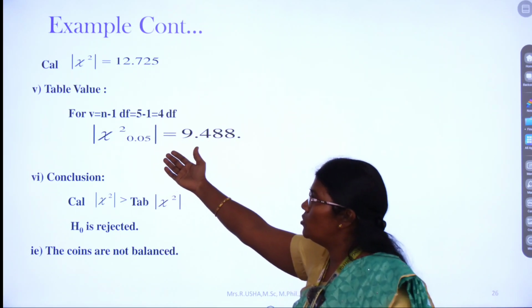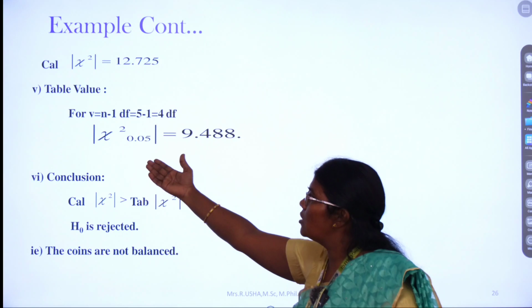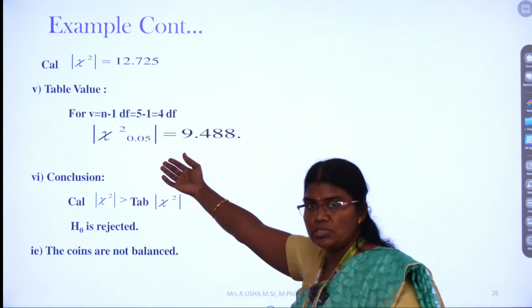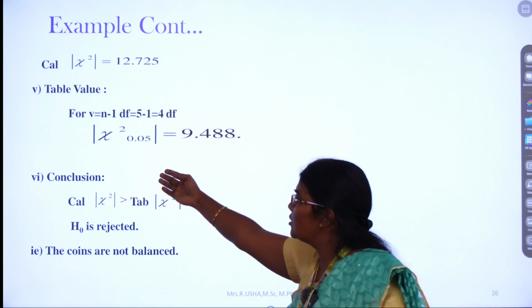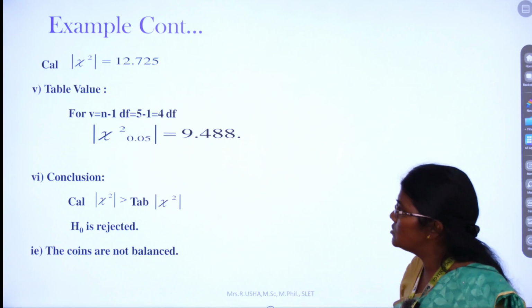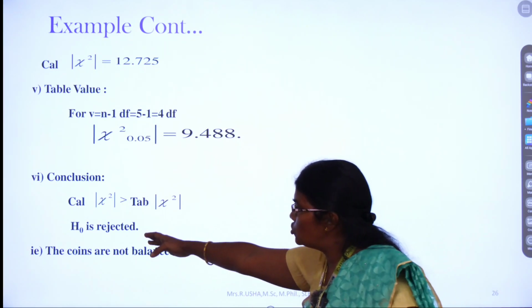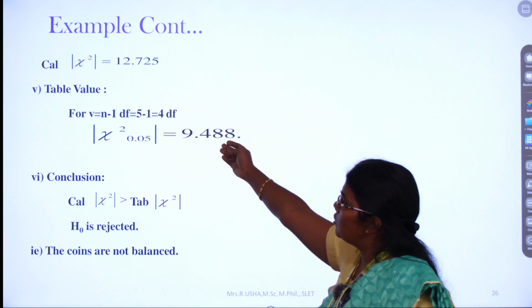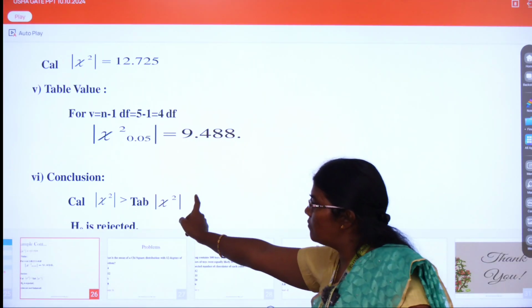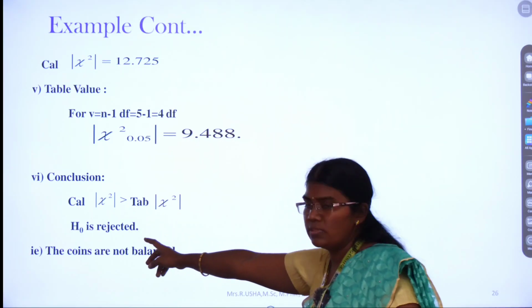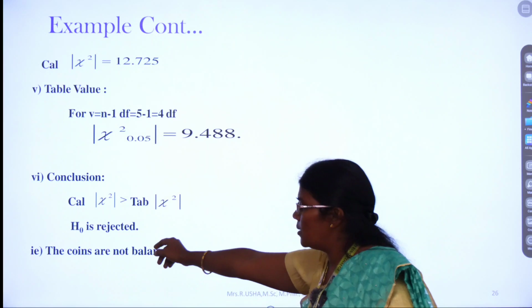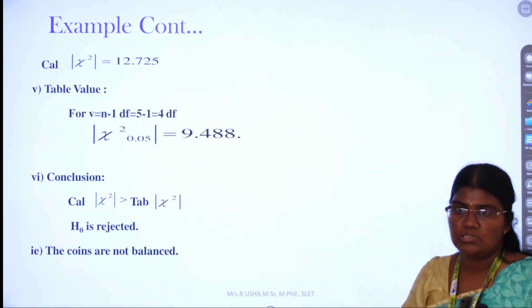Next, the table value, it is already given. Here there are 5 samples, so 5 minus 1, we have 4 degrees of freedom. So chi-square at 0.05 will be 9.488. And the conclusion: comparing the calculated value and table value, the calculated value is greater than the table value, therefore H0 is rejected. That is, the coins are not balanced.